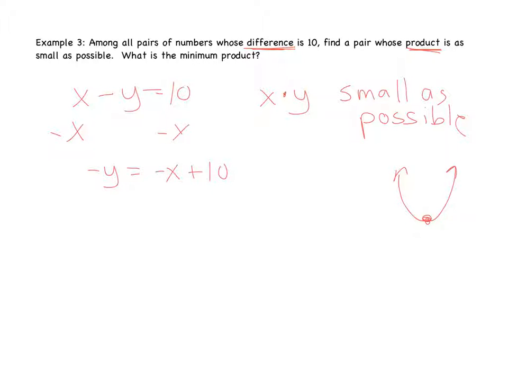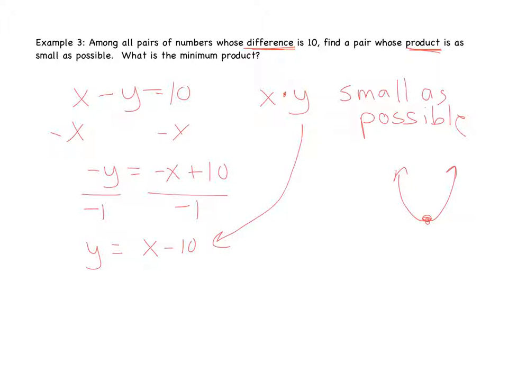You could solve for x if you want, and that would be just fine too. Now I have negative y equals negative x plus 10. I'm going to divide by negative 1 to get my y to be positive, and all that does is change the sign of everything over here. So now I know that y equals x minus 10, and I can replace y up here.